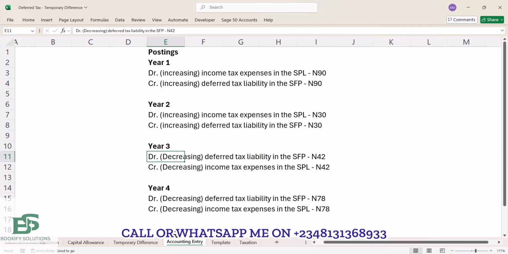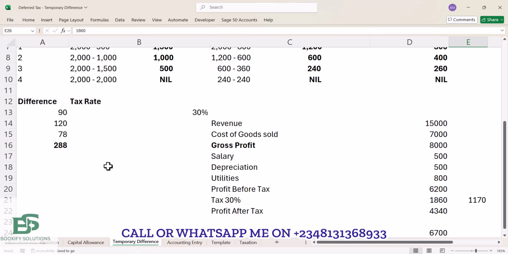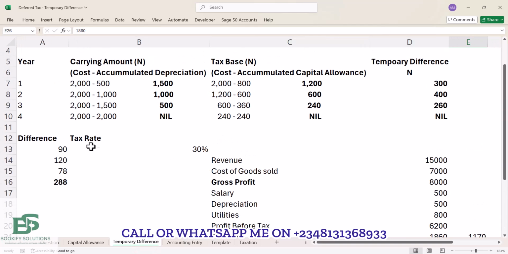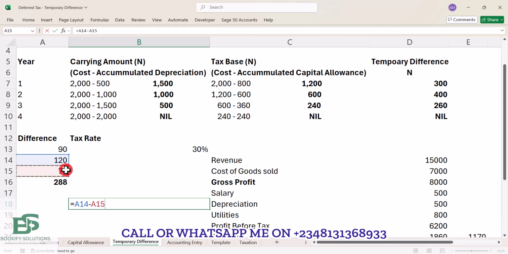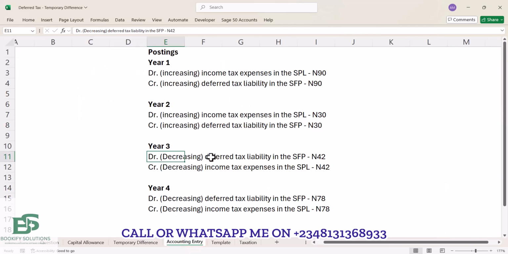Let us check the difference for the third year now, 78. Remember I said we got 120 before. The difference between 120 and 78 is now 42. So let us try and see. 120 minus 78, what do we get? We get 42. So now 42 is what is supposed to show. It is supposed to reduce because of the extra burden, just like I explained earlier on. Now that is why we debit the deferred tax liability to reduce it to 78. Remember I said now 120 inside, so 42 coming off 120 will give us 78.